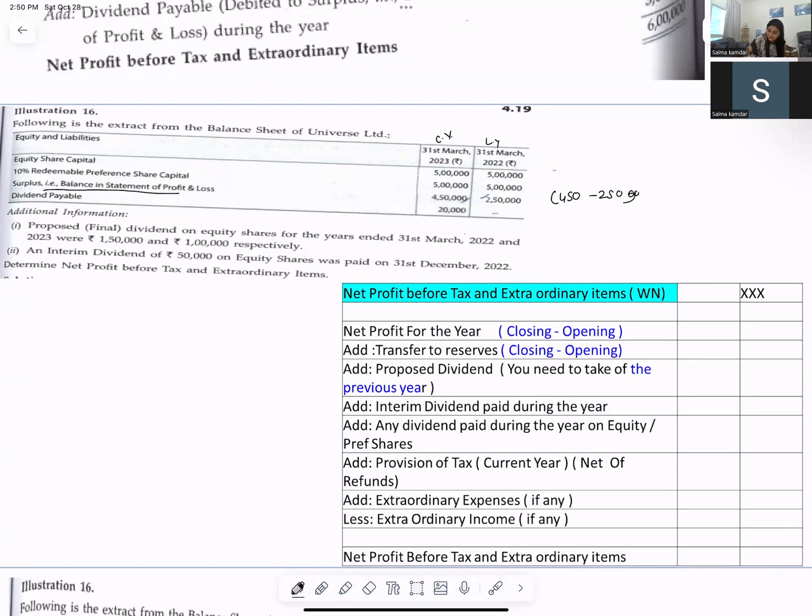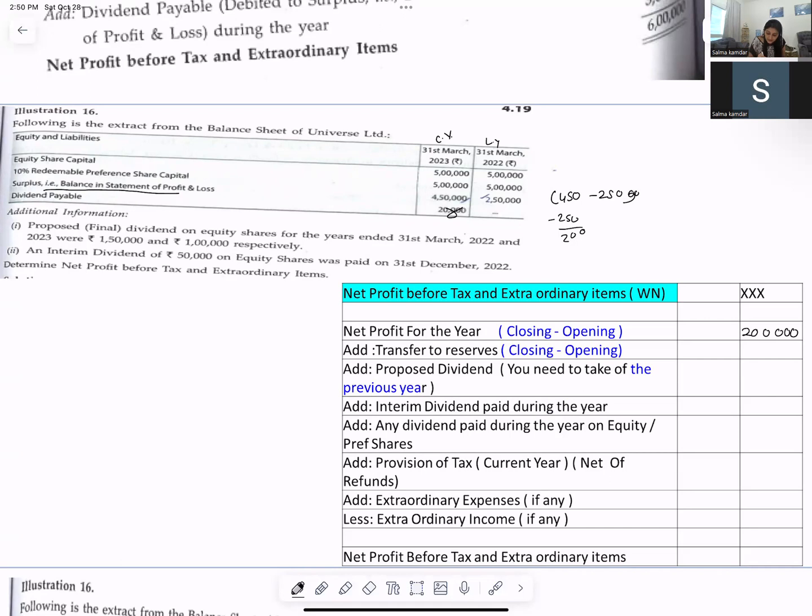That means you will do 450,000 minus 250,000. So you are going to get 200,000. We will take only the dividend that is there with us. On what basis? We will take the dividend that is there with us on the paid basis. So dividend is on paid basis. So this will be ignored.